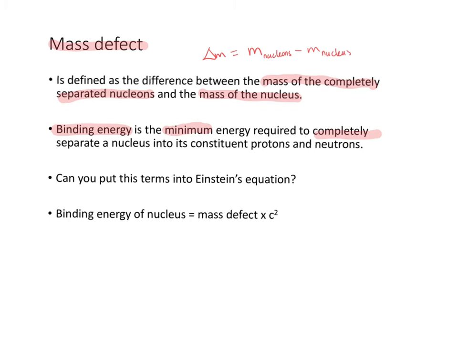So we put this in terms of Einstein's equation, which is pretty much the same thing. Binding energy of a nucleus is equal to the mass defect times c squared. Now, even though this formula is not given to you in the formula booklet, it's just another way of seeing this equation. But in this case, we're clarifying what this mass defect is and what this binding energy is. So you don't have to memorize it in that way, but you do definitely need to understand what binding energy and mass defect are, and why in fusion and fission reactions there's always a release of energy.